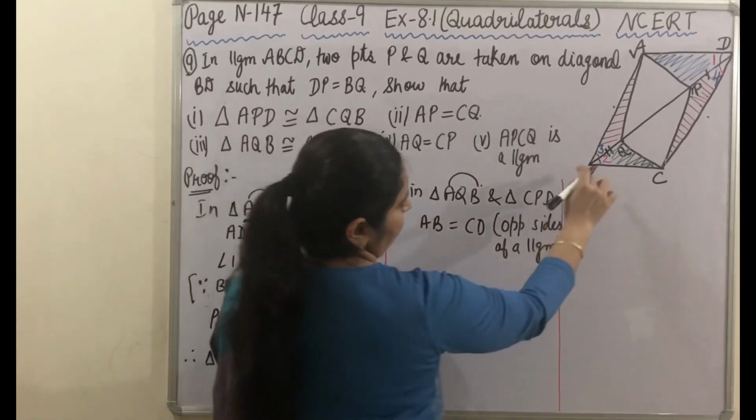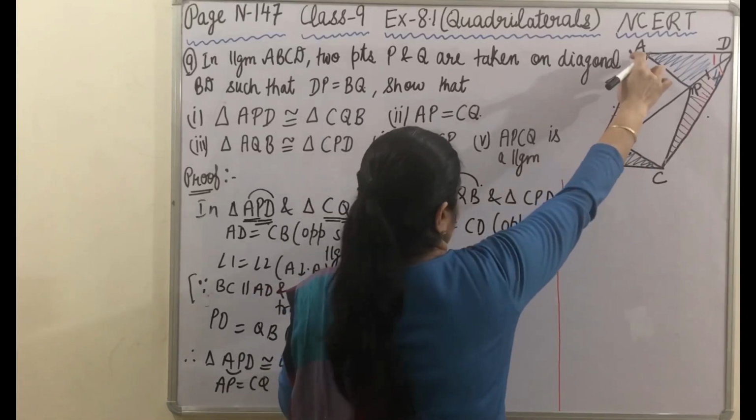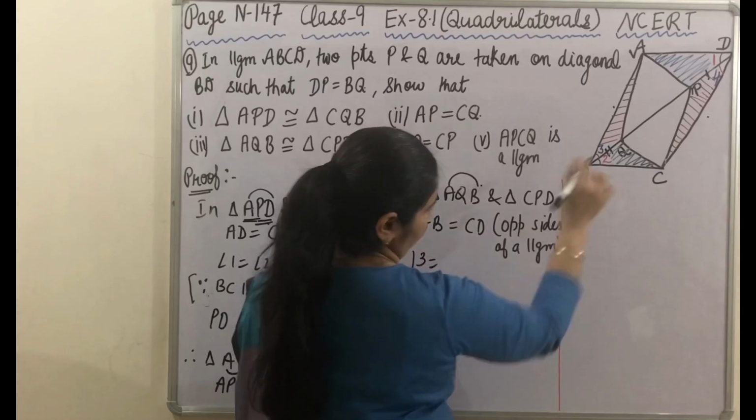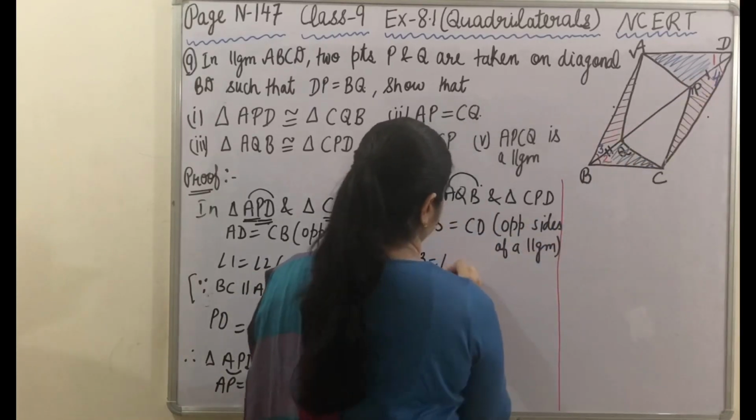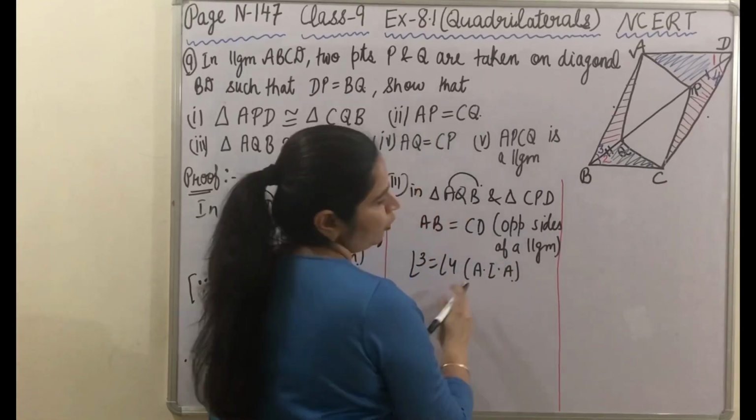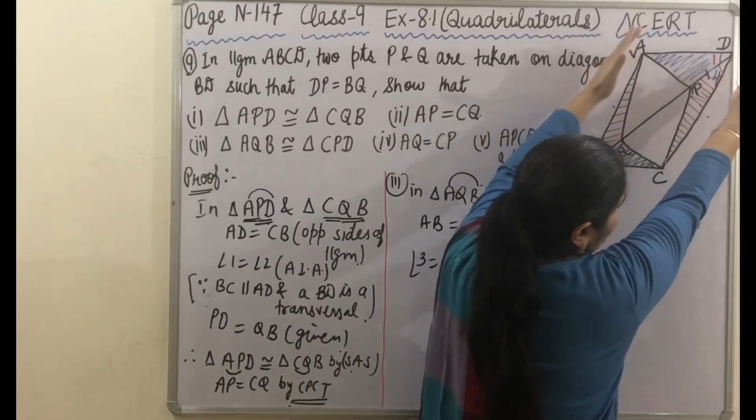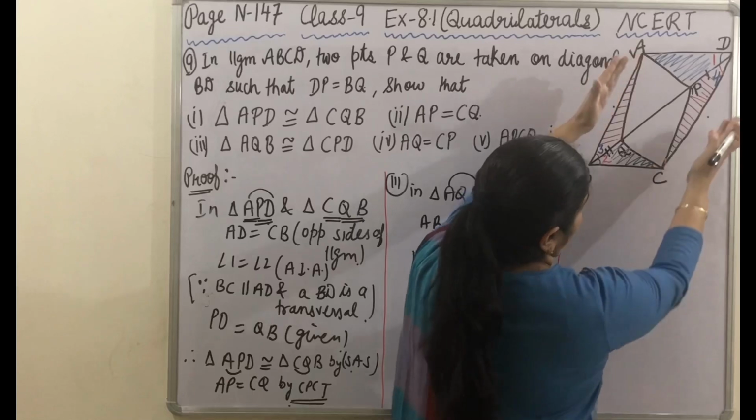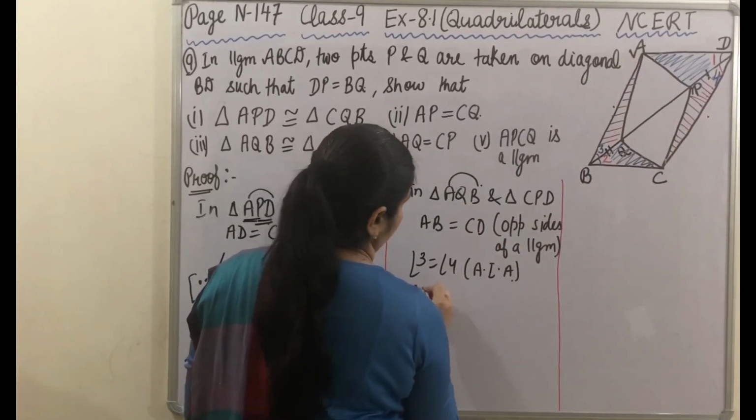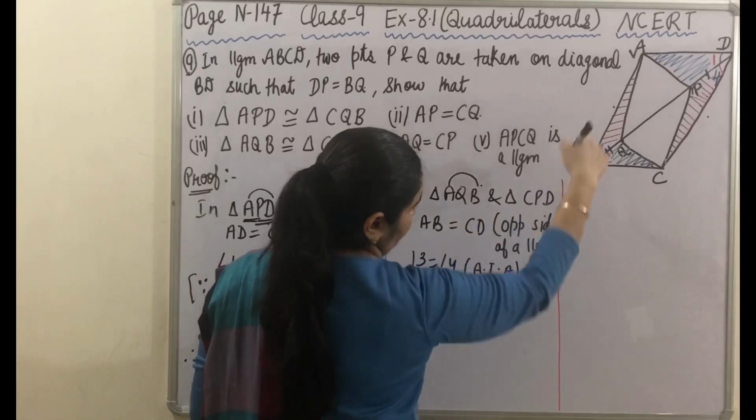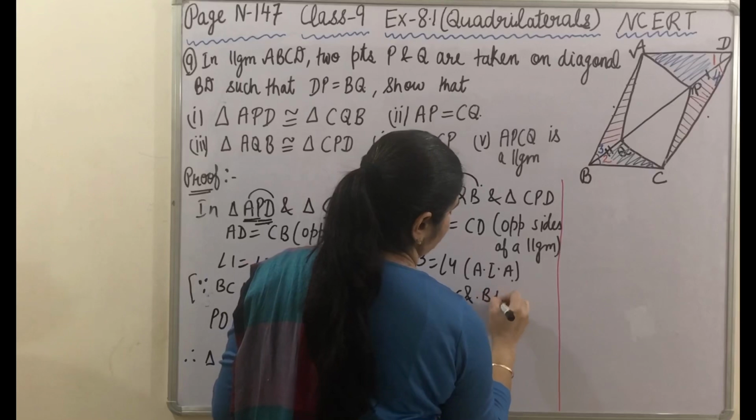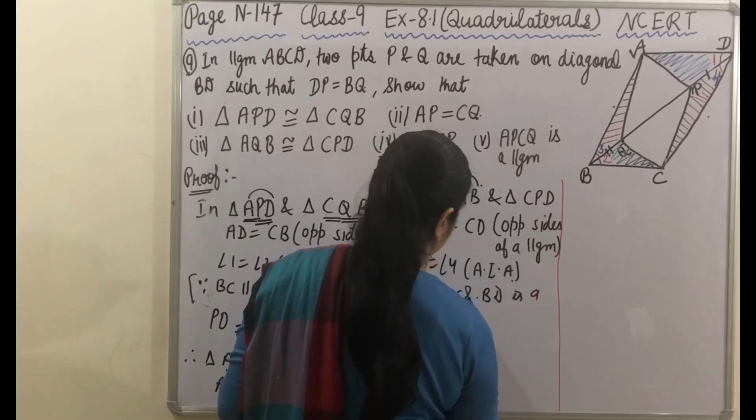Second element I can write here: in triangle AQB, angle 3 is equal to angle 4, alternate interior angles. But we have to mention which pair of parallel lines and which is the transversal. So AB is parallel to DC, reason: AB is parallel to DC and BD is a transversal.